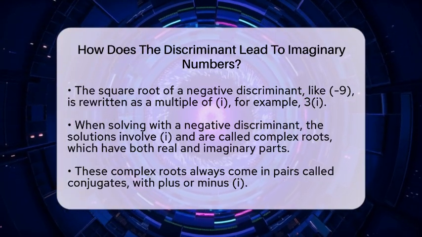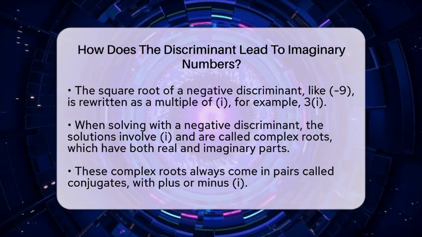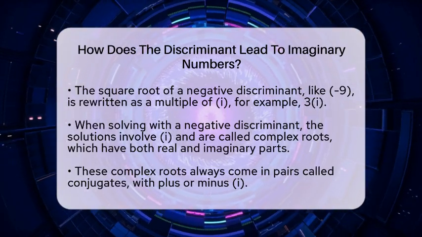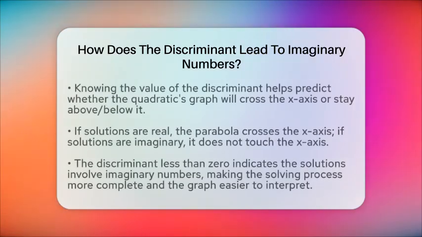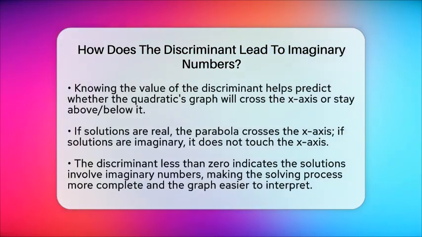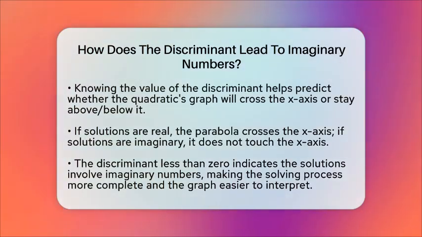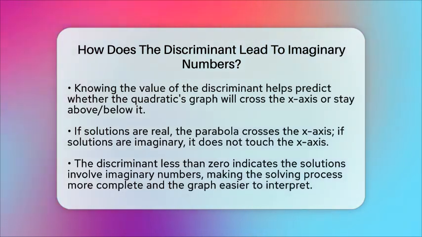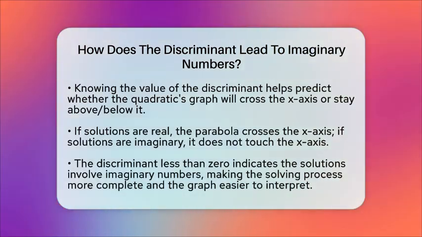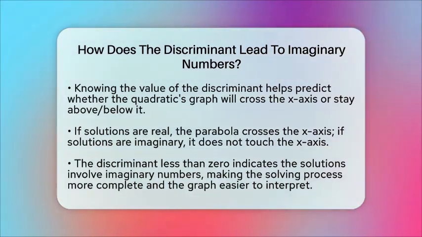Knowing the discriminant helps you quickly see if your quadratic will have real solutions or if you'll need to work with imaginary numbers. This is especially useful when graphing quadratic functions. If the solutions are real, the parabola crosses the x-axis. If they are imaginary, the parabola stays above or below the x-axis and doesn't touch it at all.